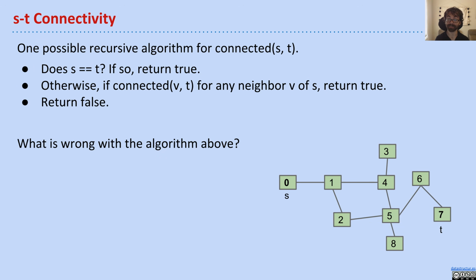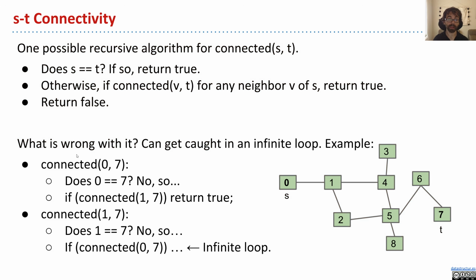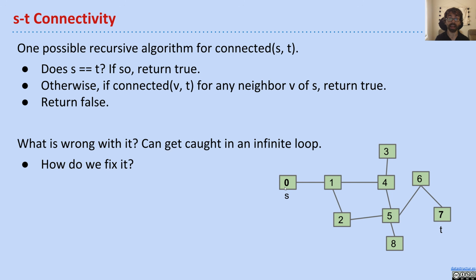So the bug, if you try and walk through it, you'll see there's a recursive infinite loop that happens. So what happens is we say, is 0 connected to 7? Well, we first say, is 0 equal to 7? No, so let's call connected(1, 7), and then we'll return true if that is indeed the case. So we get connected(1, 7). We've got to evaluate this expression. Is 1 equal to 7? No, so let's call connected(0, 7). So basically here, since 0 is a neighbor of 1, we're going to go back and we're going to end up just getting into an infinite loop. So the next question for you is, how do we fix this?